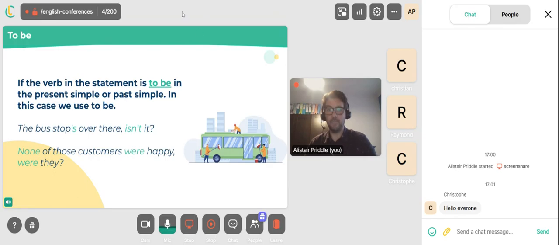And then we have the verb to be. So if the verb in the statement is to be, in the present simple or past simple, in this case we use to be. The bus stop is over there, isn't it? None of those customers were happy, were they?